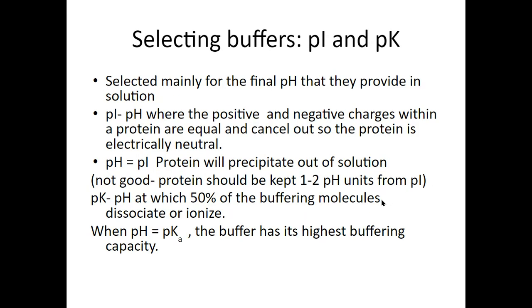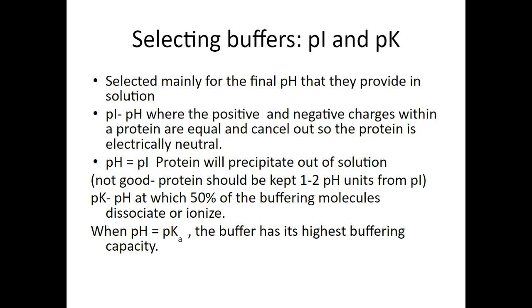Okay, so here are some concepts that go along with buffers, and I always call it the buffer bonanza because I always give a little matching about these two ideas here, pI and pK or pKa. They are selected mainly for the final pH that they provide in solution. So what pI is, and I mentioned this, we talked about protein structure a little bit. We're talking about amino acids and polypeptide chains and the positive and negative charges on amino acids. pI is called the isoelectric point. You can look it up for proteins. And it's the pH value where the positive and negative charges within a protein are equal and cancel out, so the protein is electrically neutral.